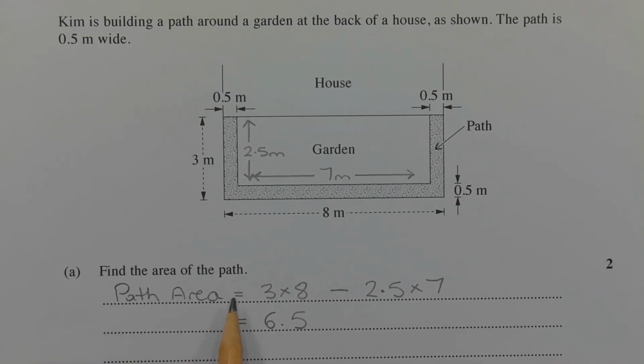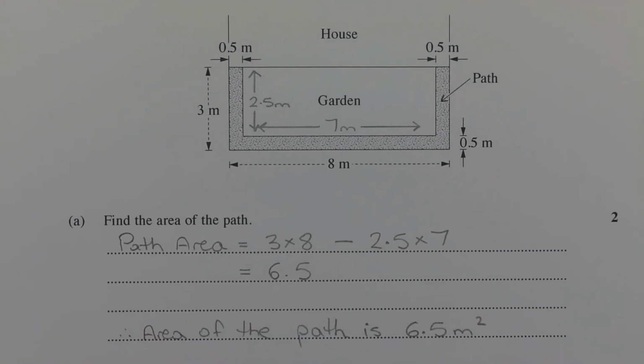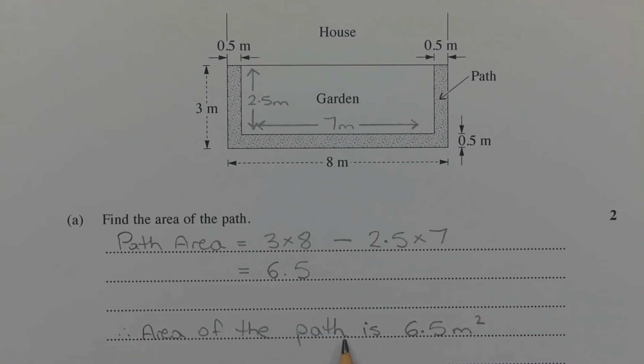So showing that here as part of the solution, we have path area is equal to 3 times 8, which is the area of the large rectangle, minus 2.5 times 7, which is the area of the small rectangle, and that equals 6.5. Therefore, the area of the path is 6.5 square meters.